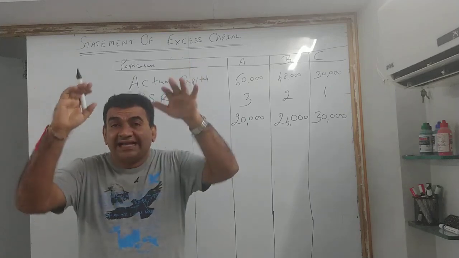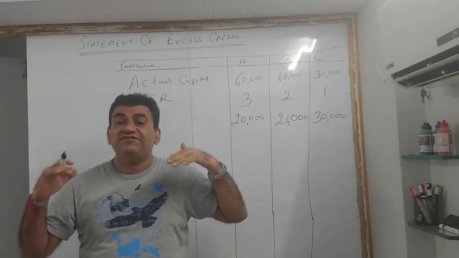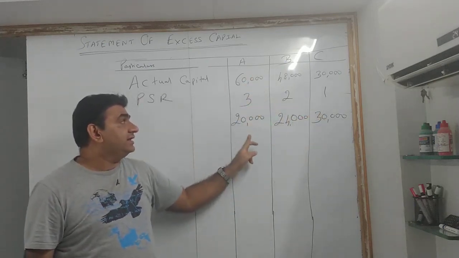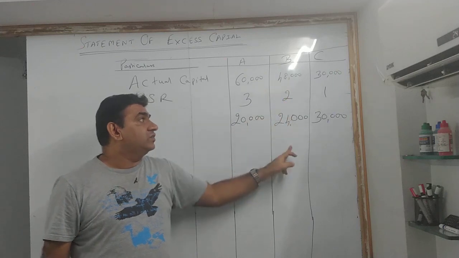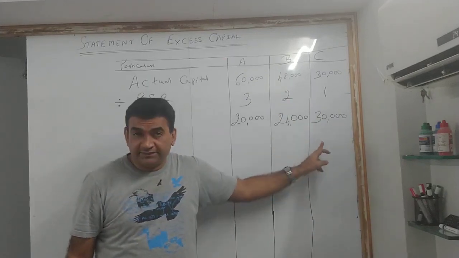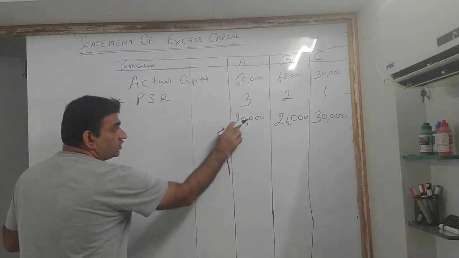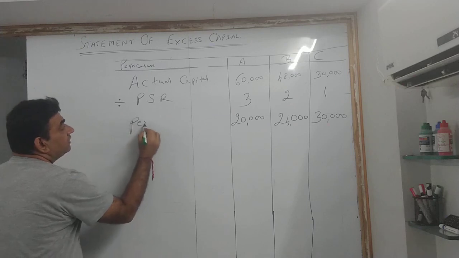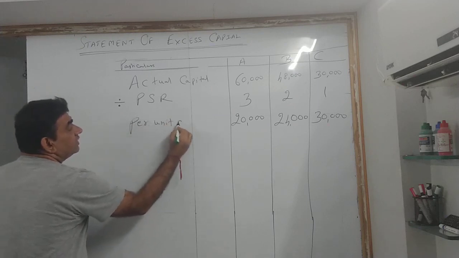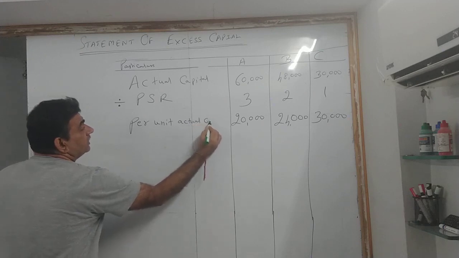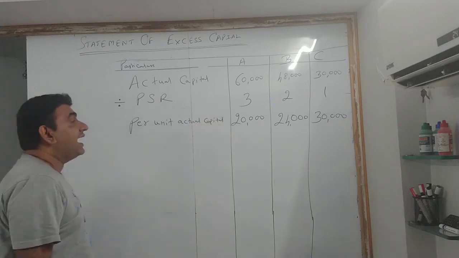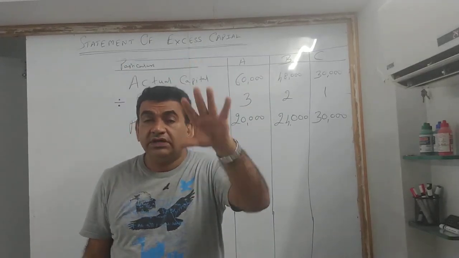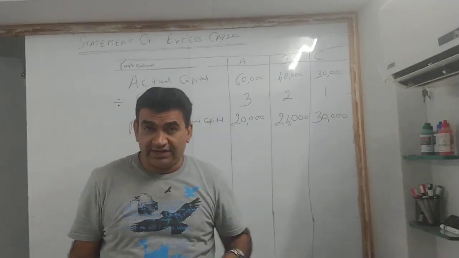Actual capital has to be divided by the respective PSR. PSR is 3:2:1. So A is 60 divided by 3, B is 48 divided by 2, and C is 30 divided by 1. After dividing, the answer you get, what we call it is per unit actual capital. Okay? Actual capital divided by the PSR is called per unit actual capital.